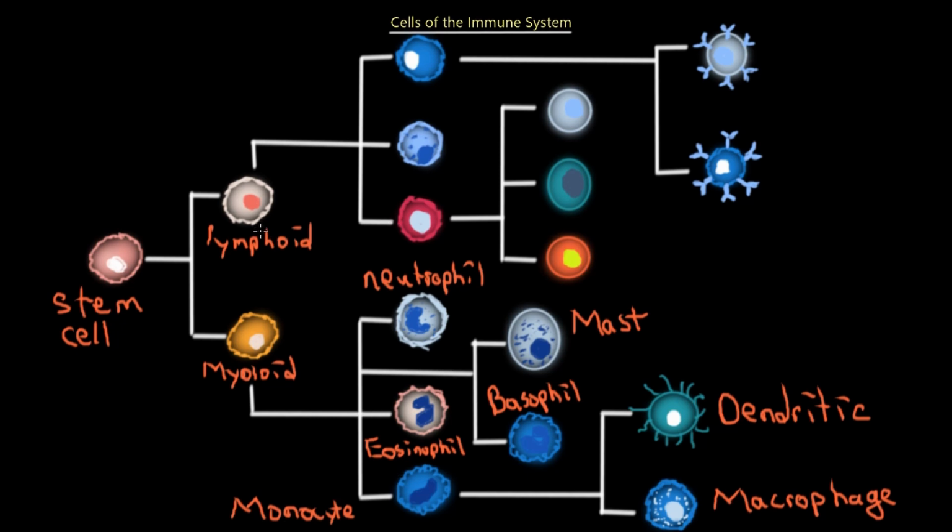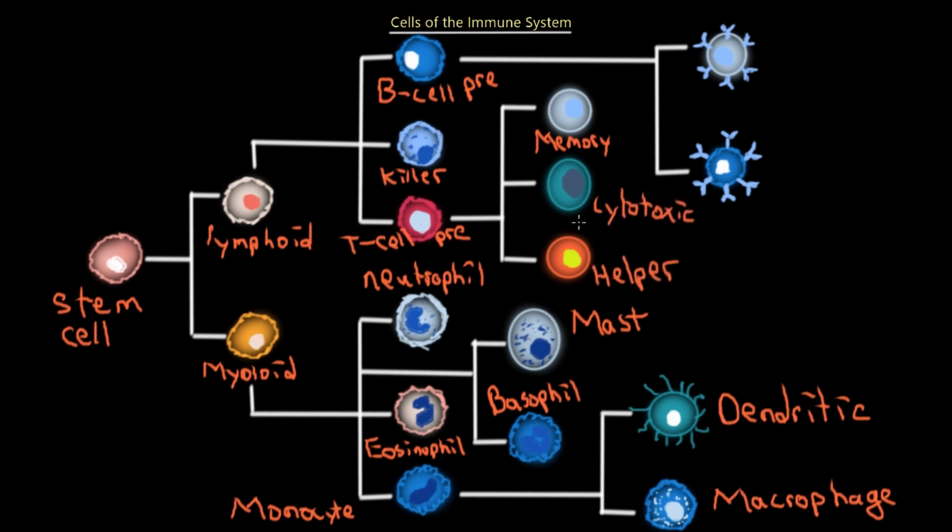Now, if we're looking at the lymphoid cell and what type of cells are made out of that, we're going to have B cell precursor to B cells, so B cell pre. We're going to have a killer cell in the middle here, and the one on the side there is a T cell precursor. Now, from the T cell, it's going to produce 3 different T cells. It's going to produce memory T cell, we'll have a cytotoxic T cell, and the helper T cell. And from the B cell precursor, we're going to generate memory B cells and a plasma cell.